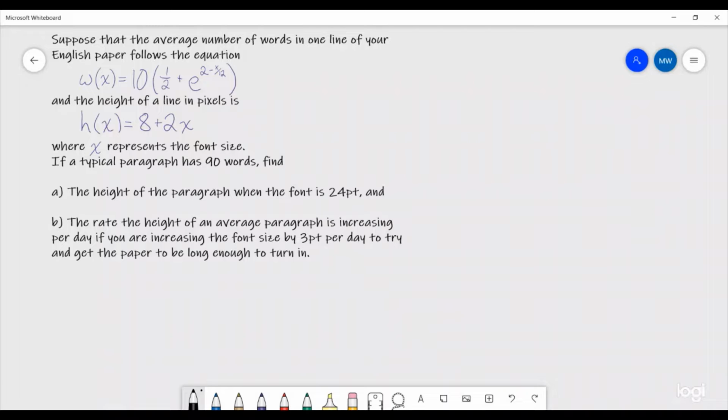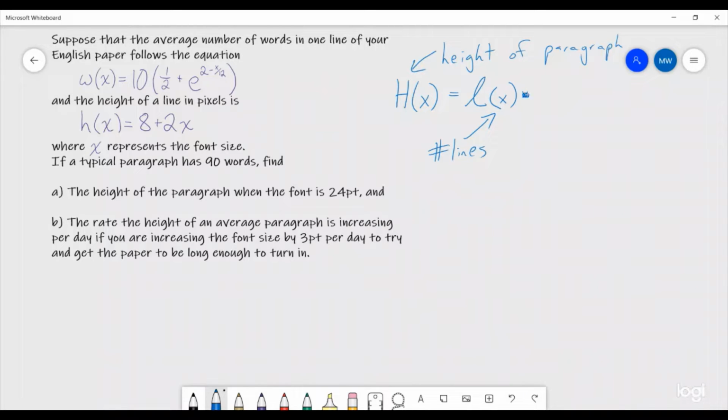So what we can do is find an equation that says the height of the paragraph, so H of x, where this is the height of the entire paragraph, is equal to the number of lines, so let's say that is L, times the height of one line, h of x.